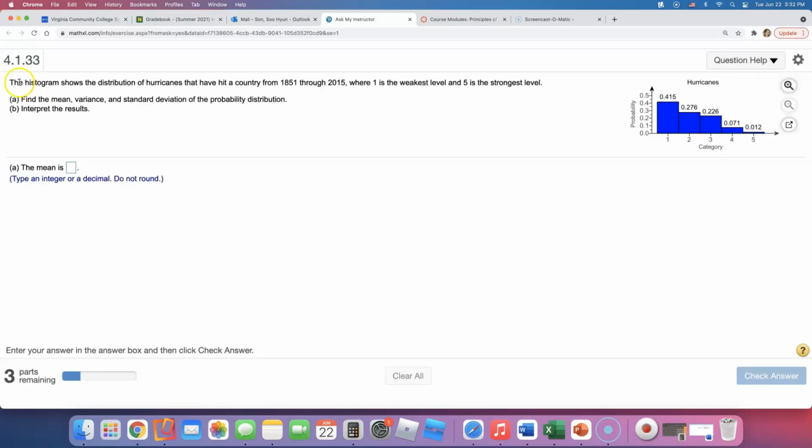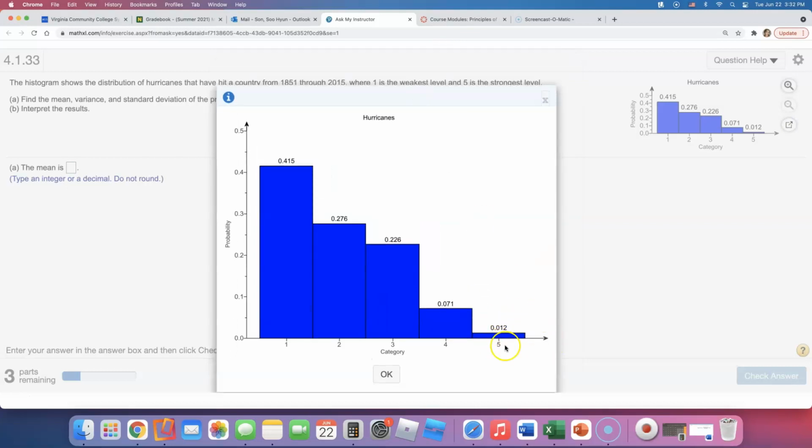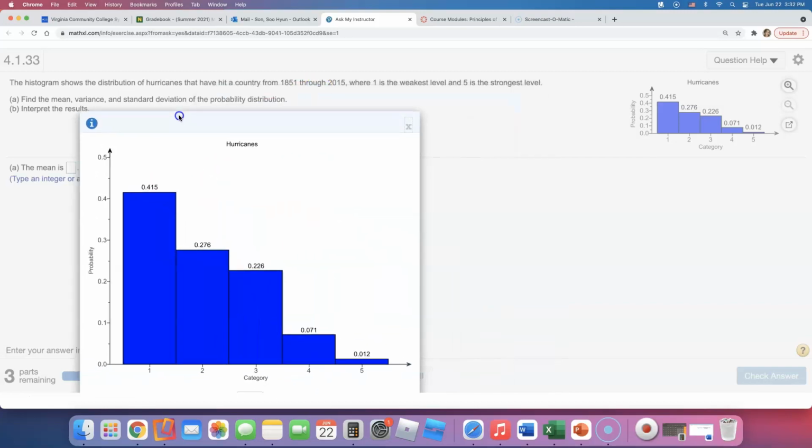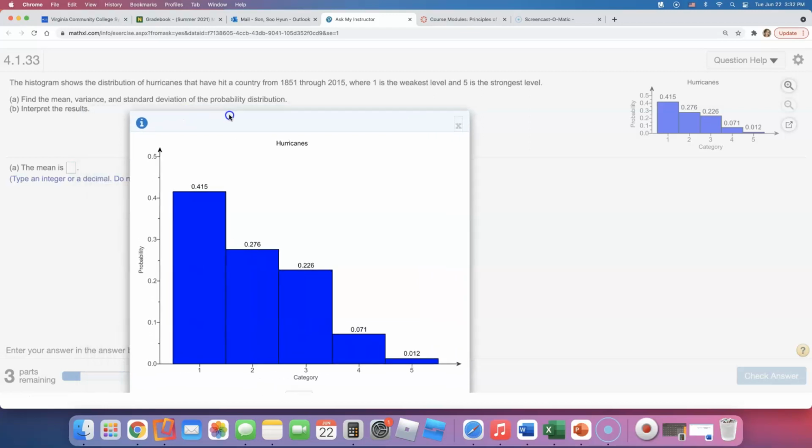It says, the histogram shows the distribution of hurricanes that have hit a country from 1851 through 2015, where 1 is the weakest level and 5 is the strongest level. Cool. Okay, so they have not too many category 5, but many category 1. So what are we doing with this? It says find the mean, variance, and standard deviation of the probability distribution.